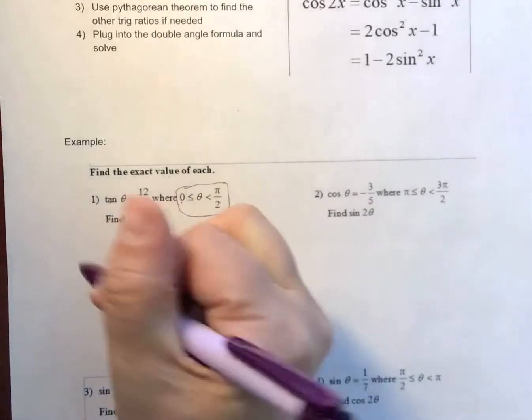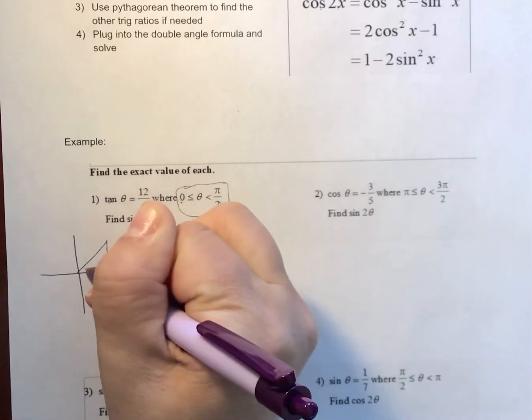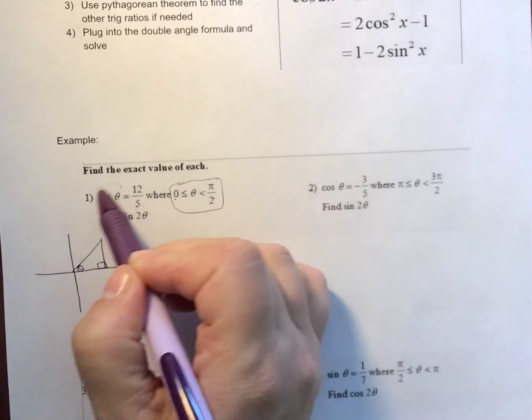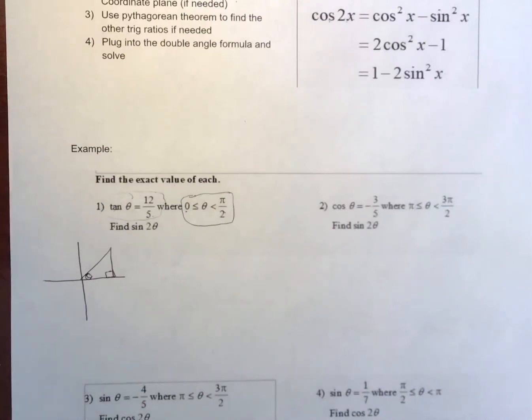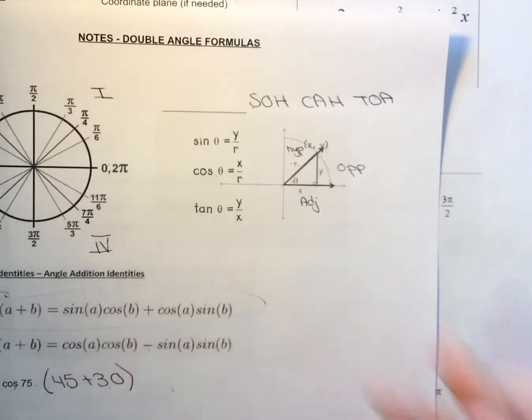If we're working in quadrant 1, let's go ahead and draw a right triangle in quadrant 1. We're going to put the information given to us on that triangle. We are given tangent, 12 over 5. If you need to, go back. Tangent is y over x.